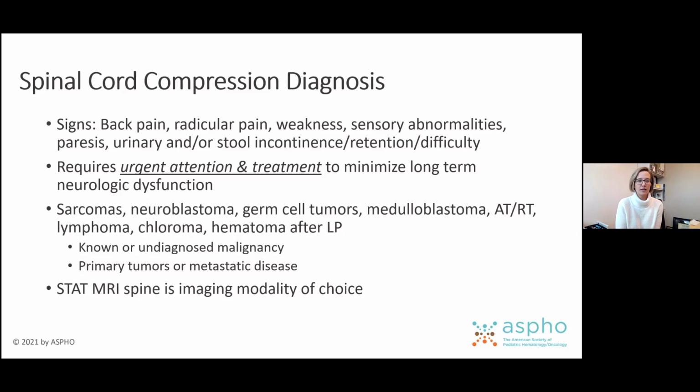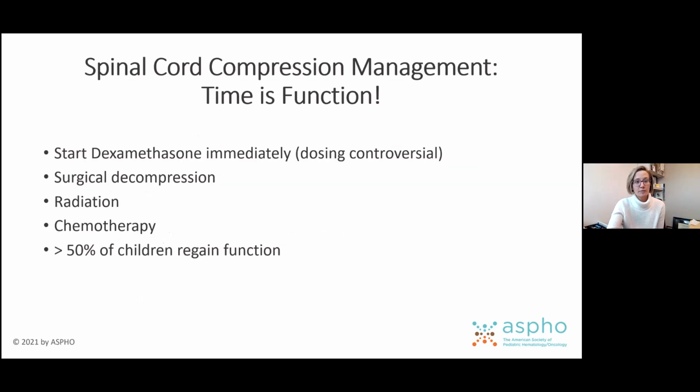And STAT MRI of the spine is the imaging modality of choice, though, due to the coordination that takes and sedation, sometimes it's not always feasible. So CT can also be used in an emergency situation, but just doesn't always give great images about the extent of compression. Again, with spinal cord compression, time is function, and the treatment first and foremost is to start dexamethasone immediately. Dosing for this is controversial, as I said for increased intracranial pressure as well.